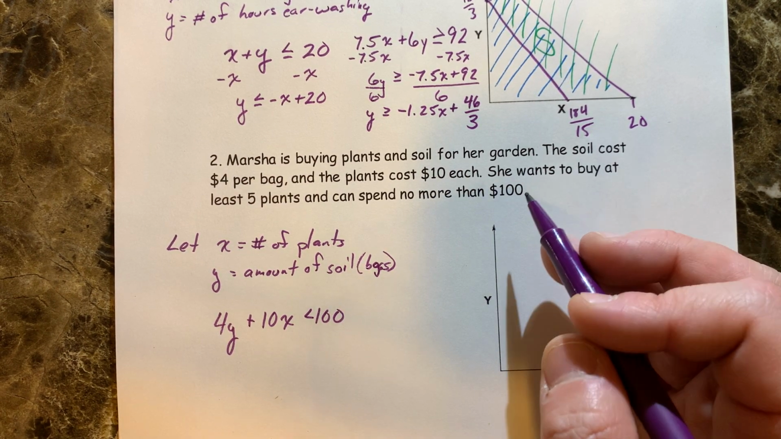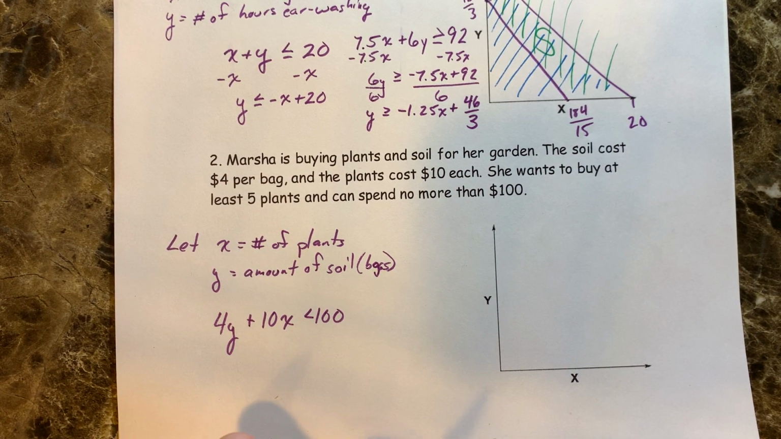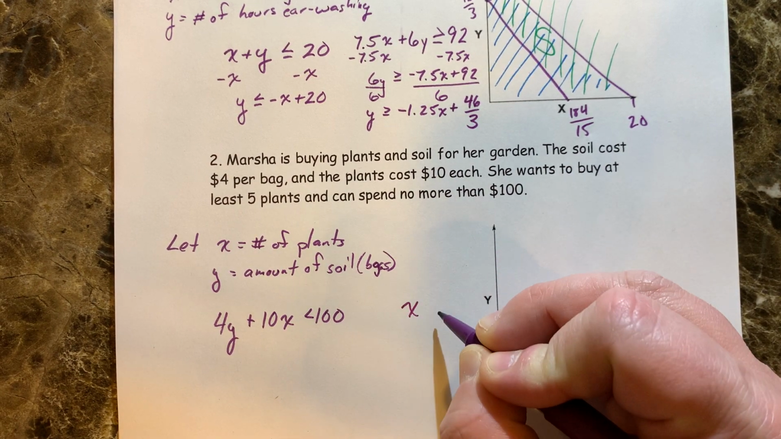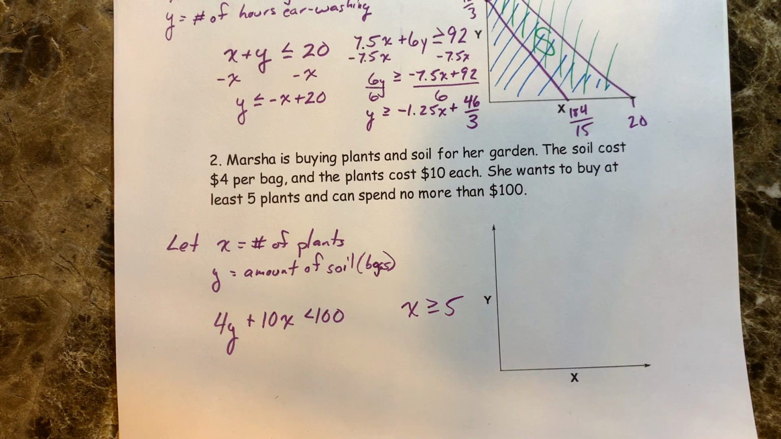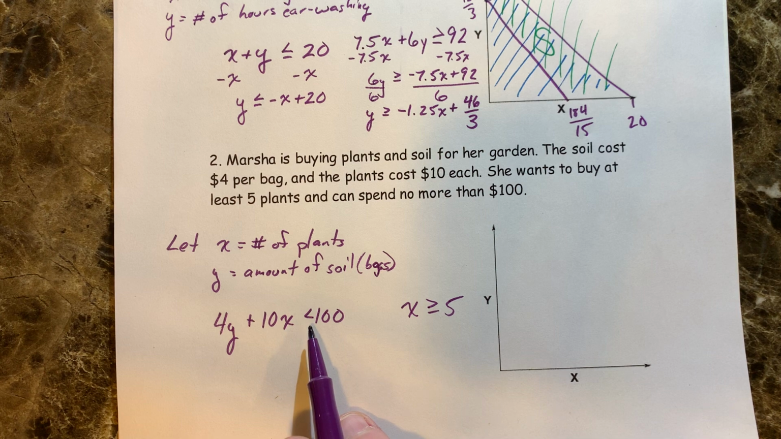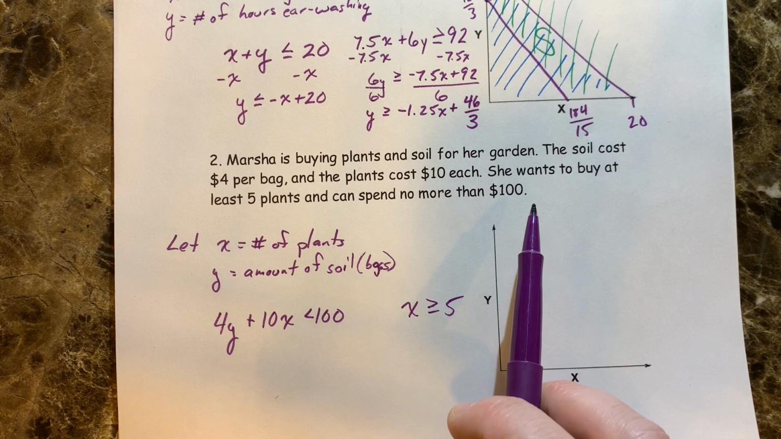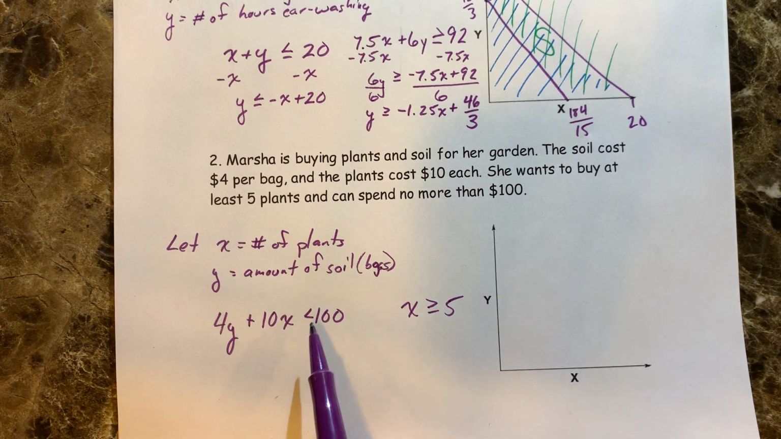And the other one, she wants to buy at least 5 plants, and that's it. Soil's never mentioned. So if she wants to buy at least 5 plants, that's only going to have an x. So x has to be greater than or equal to 5. So notice this one has a greater than, not a less than or equal to. This one had the or equal to part because no more than $100, okay? She doesn't want to spend any more than that. Oh, I guess I should have put that there then.